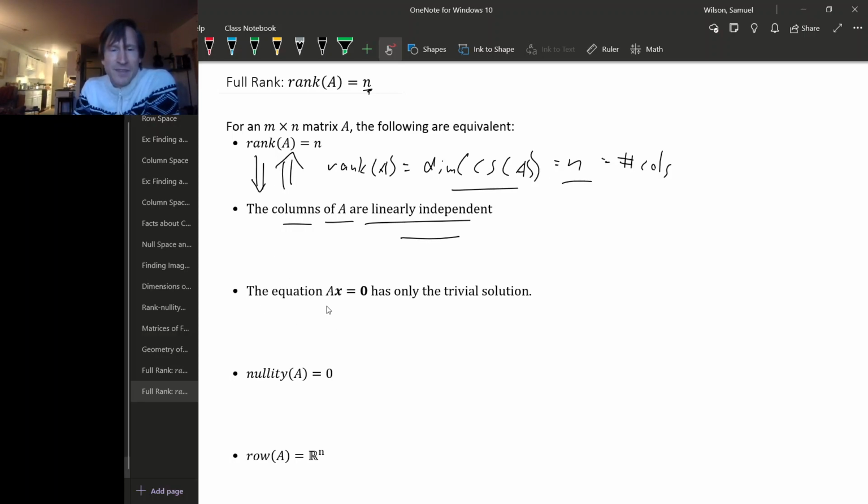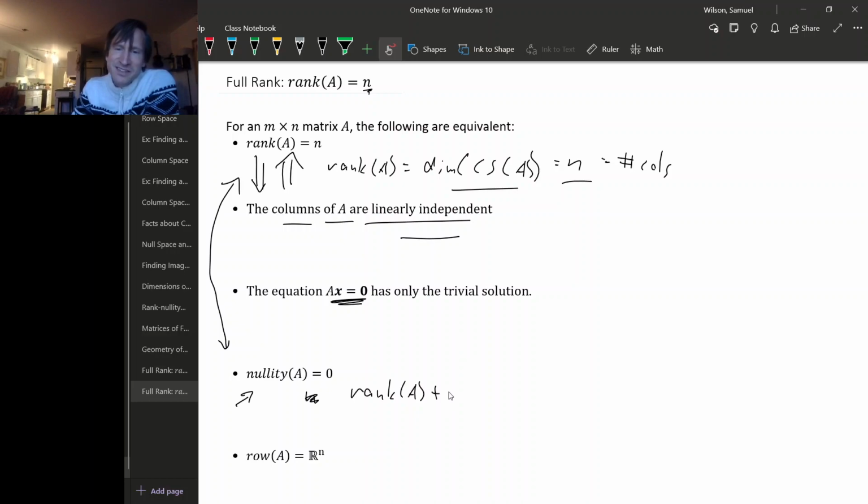Okay. Now let's prove that this is all equivalent to this equation, Ax equals 0, having only the trivial solution. Actually, let's do this one first. Let's do the nullity one first. So let's prove that rank N is equivalent to nullity being 0. Well, again, this is because of the rank nullity theorem.